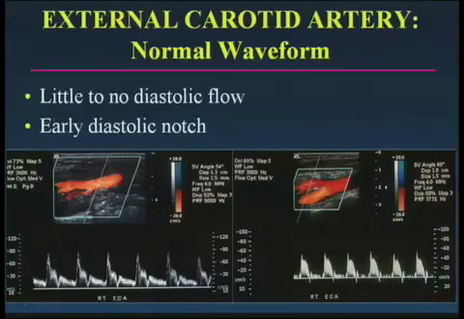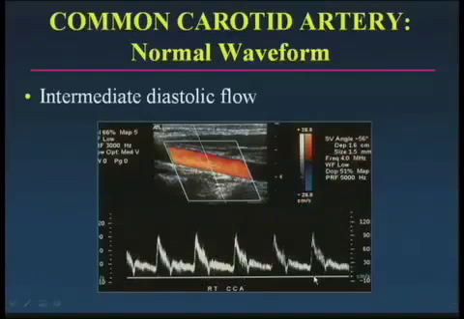Now, in the external carotid artery, the waveform looks quite different. There is substantially decreased diastolic flow, little, sometimes no end diastolic flow, and often you see this early diastolic notch. The common carotid artery, which feeds both of these vessels, has an intermediate waveform and an intermediate amount of diastolic flow.